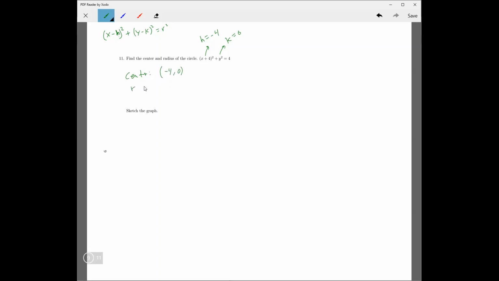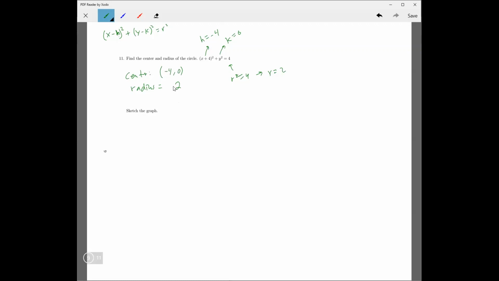The radius, we know that this is the radius squared. We know r squared is 4. That means that the radius is 2. Okay, so -4, 0, and 2 are the answers to that part.